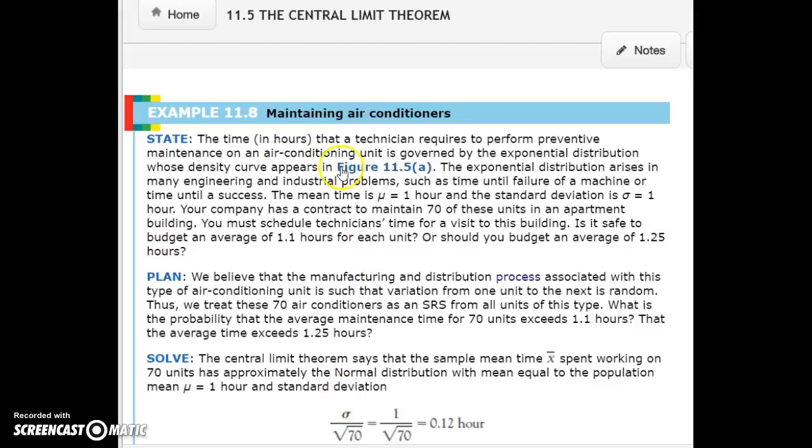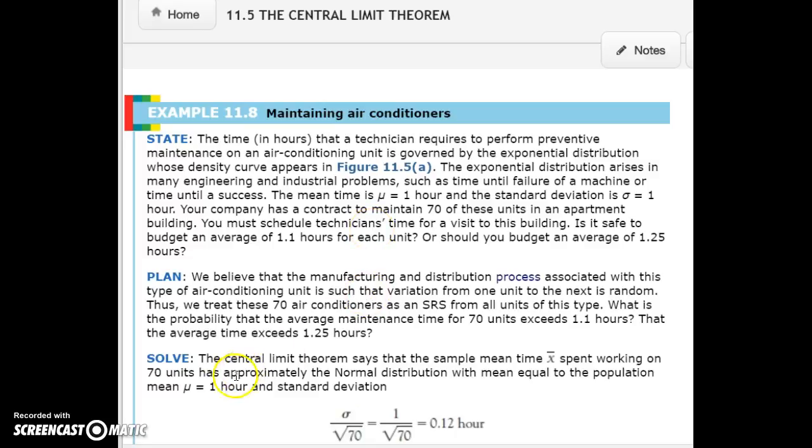Okay, so we have an example 11.8 here on air conditioning units, and the basic idea is this technician has to go fix 70 of these units, and we know on average it takes 1 hour to fix them with a standard deviation of 1 hour. We also know that it's an exponential distribution, and we want to know how much time we should budget for our technician to go out there.